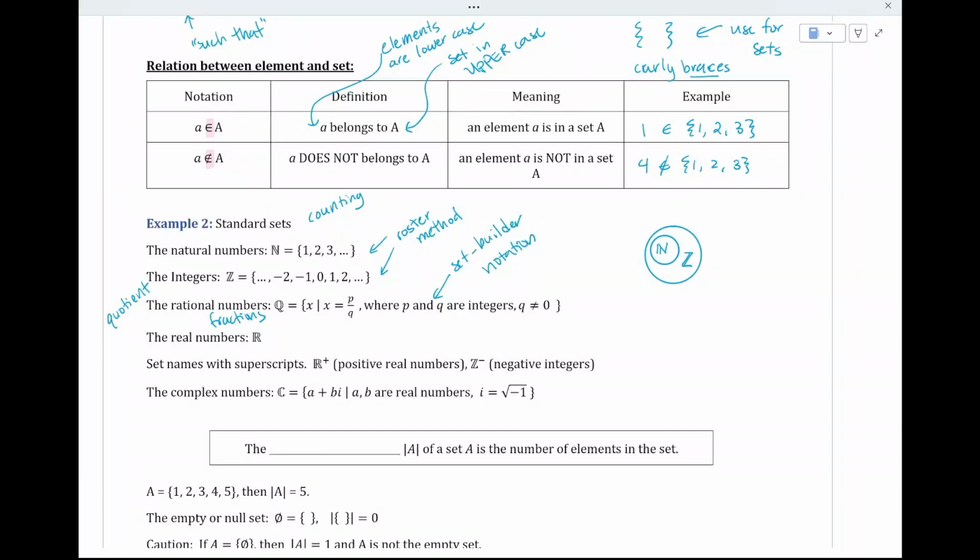That's set builder notation. And so for the rational numbers, when q is equal to 1, this is just an integer over 1, which is that integer. So that's basically all of the integers. So here we're going to draw another ring on our circle. So that is Q.